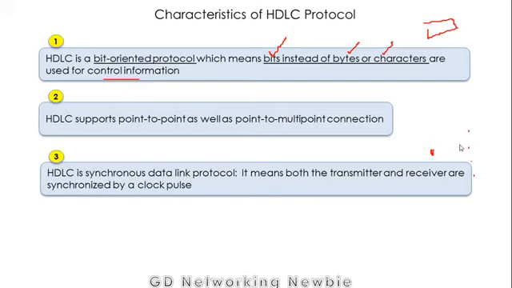And HDLC is a synchronous data link protocol. It means both the transmitter and receiver are synchronized by clock pulse. It means the transmitter and receiver know where is the end or where is the stop, or when the data is starting and when the data is stopping. They are synchronized with each other by using some clock pulses.